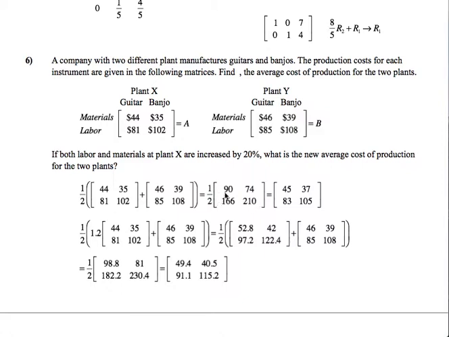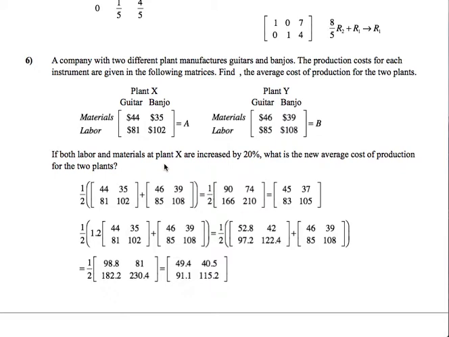Then we multiply by 1/2. 90 times 1/2, or 90 divided by 2, same thing, is 45. 74 times 1/2 is 37. 166 times 1/2 is 83, and 210 times 1/2 is 105. So this is the matrix that represents the average costs between those 2 plants for materials and labor in manufacturing these guitars and banjos.